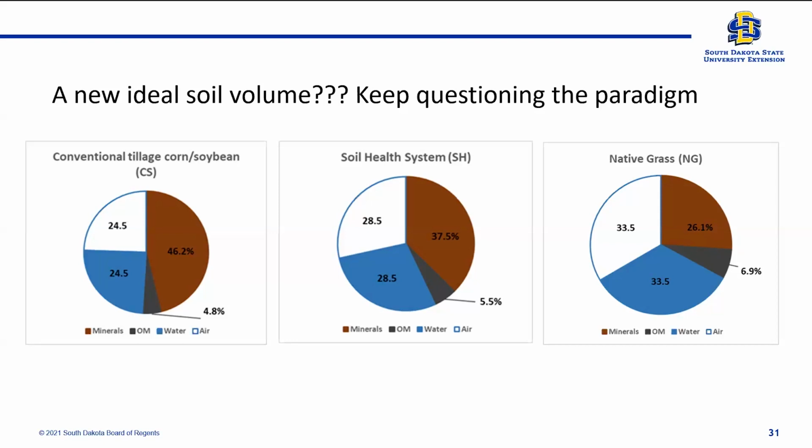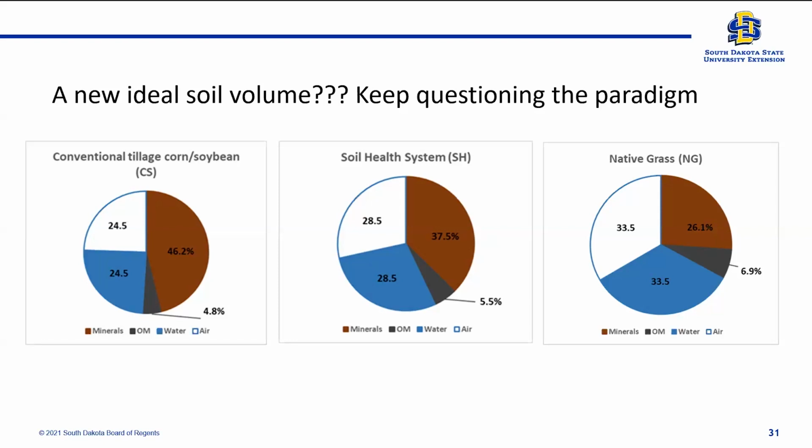The conventional system really represents that textbook example. Our leading soil health examples here in the soil health system and in the native grass have a lot more voids, okay, than that textbook example. So here's the soil health system, and then you can see the native grass is actually almost two-thirds voids.